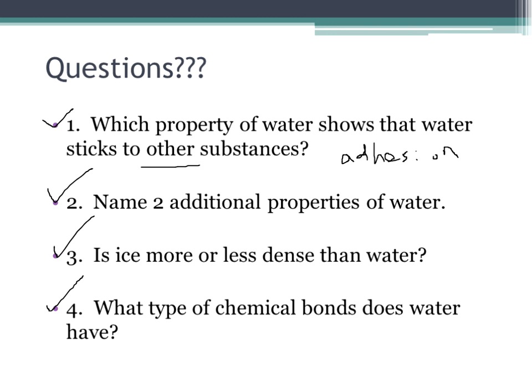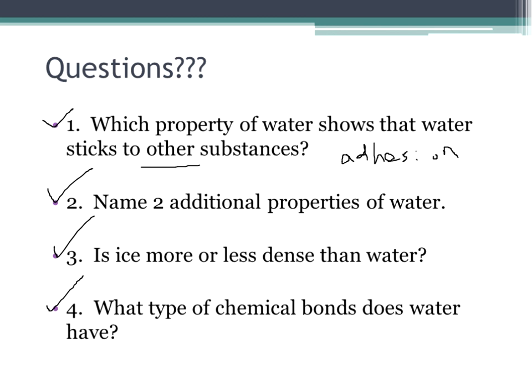All right, is ice more or less dense than water? Remember, put ice and water together. Which one goes to the top? That means whatever one's at the top is less dense. Good job. Ice is 10% less dense, which means it has less molecules per space. That's why it floats. It's less dense. Whatever floats is less dense than what's below it.